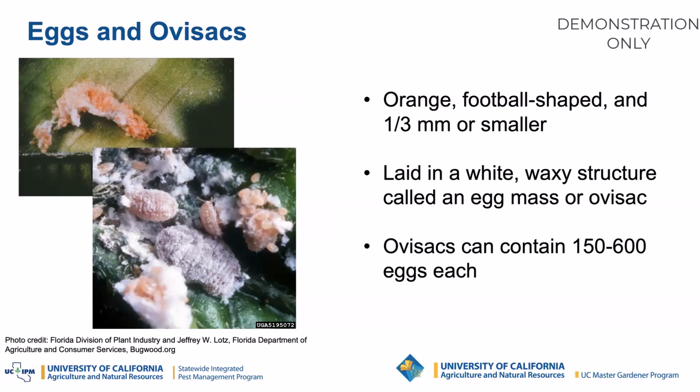PHM eggs are orange, football-shaped, and tiny. Each egg is smaller than the point of a pencil, roughly 1/3 of a millimeter long. Females lay eggs in white, waxy structures called ovisacs, or egg masses, that contain 150 to 600 eggs each.